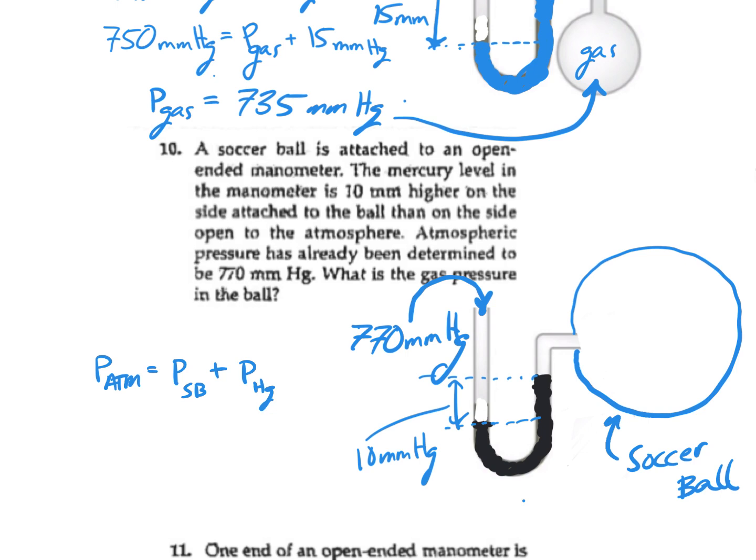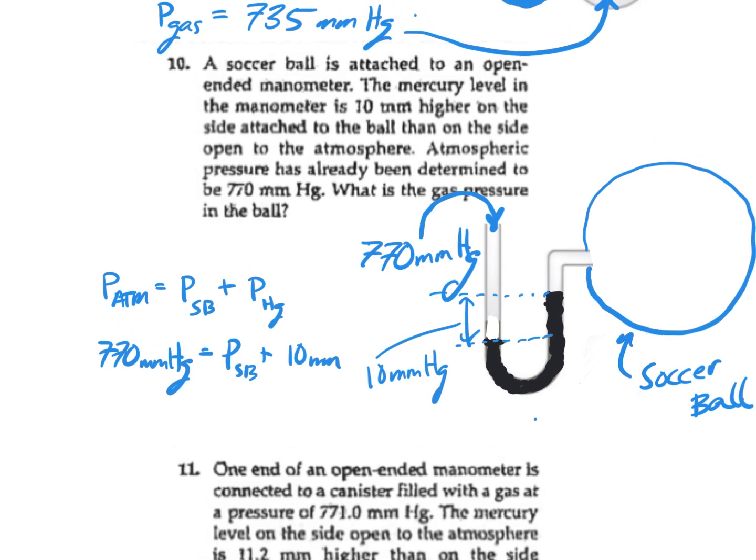Okay, filling this in then: 770 millimeters of mercury, atmospheric pressure, equals the pressure inside the soccer ball, plus the 10 millimeters of mercury. I'm just going to write MM, millimeters of mercury. I'm abbreviating it because otherwise I'm going to run out of room there. Solving for the pressure inside the soccer ball, it is going to be 760 millimeters of mercury. So that's going to be the pressure inside the soccer ball.